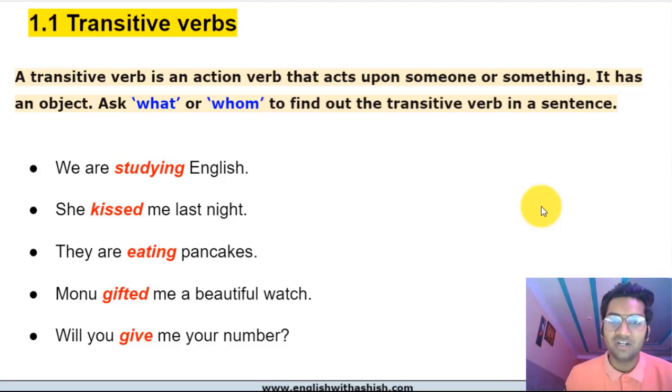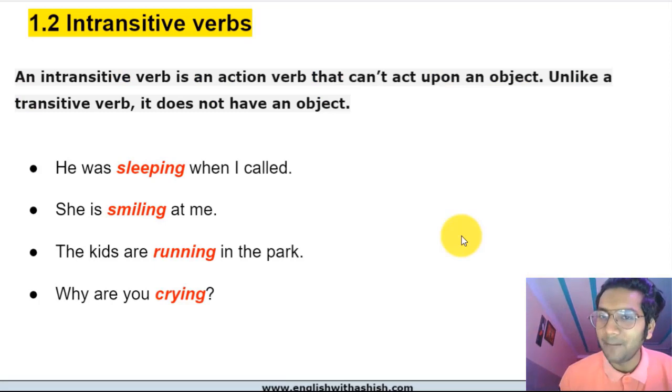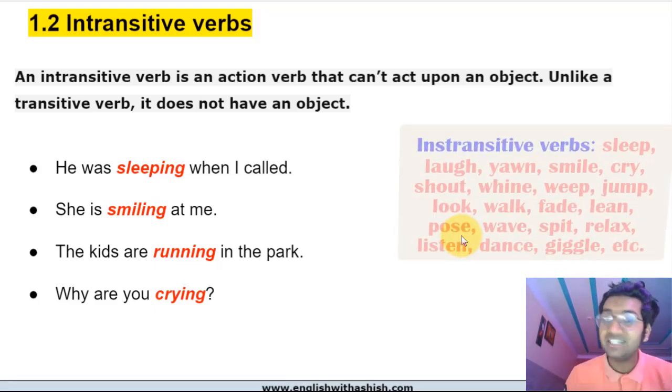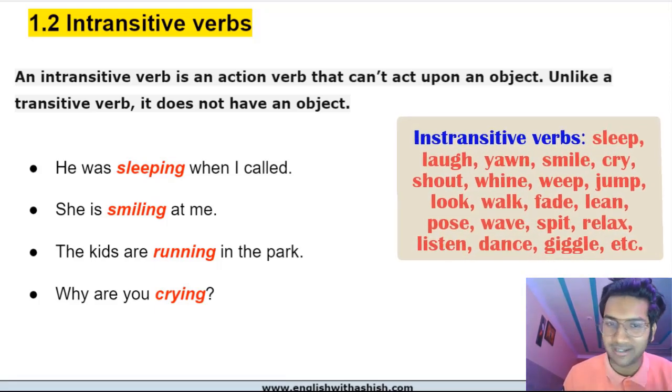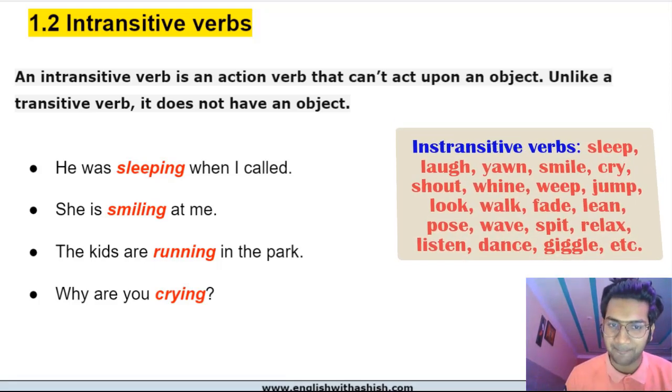Now, let's talk about intransitive verbs. Guys, intransitive verbs, unlike transitive verbs, cannot have an object. They cannot act upon something or somebody. They cannot act upon an object. That's why they're called intransitive. Okay, so verbs like sleep, yawn, smile, fall, right, and some more, right? I'll share the list on the screen, right? These verbs are intransitive verbs. Let's look at the examples and understand that.